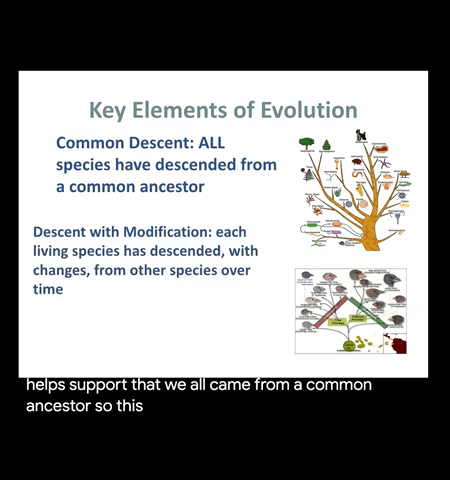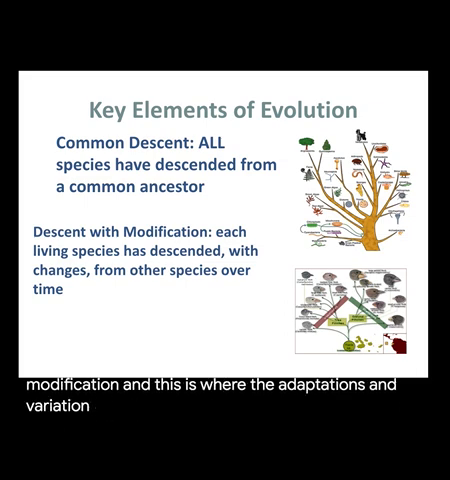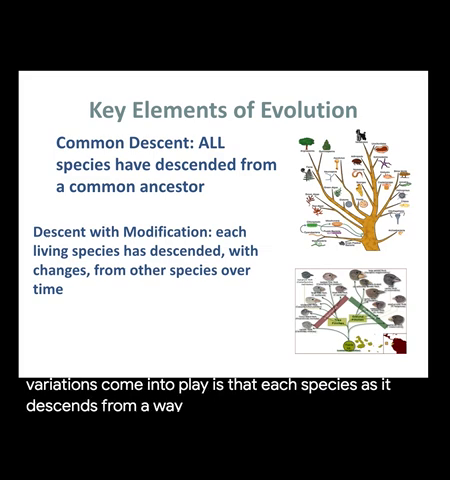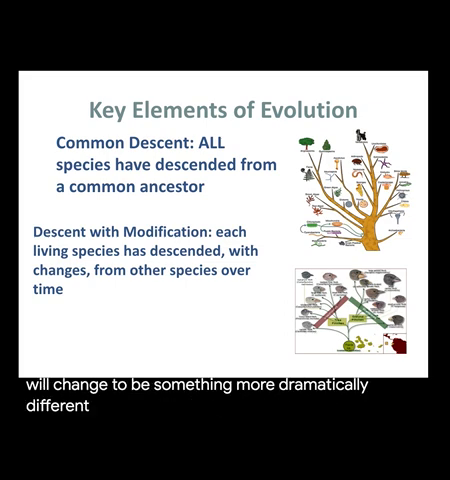So this concept of having descent with modification, and this is where the adaptations and variations come into play, is that each species, as it descends from or away from this common ancestor, will change. And as it changes over time, the species will change to be something more dramatically different than what its common ancestor was.